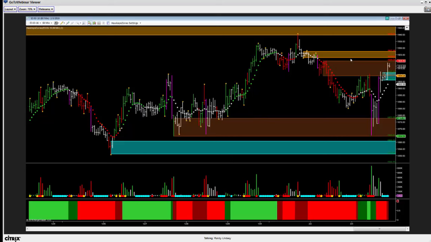So you're watching into that. You're taking a short into this, and you're taking the short with risk only to just the outer side of that zone. But your reward potential would be down to the lower side.